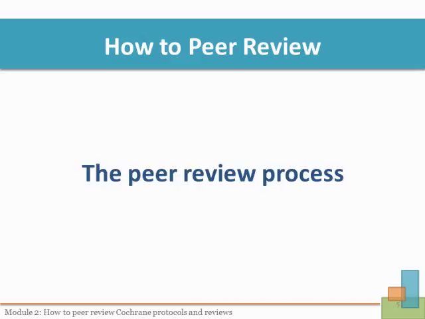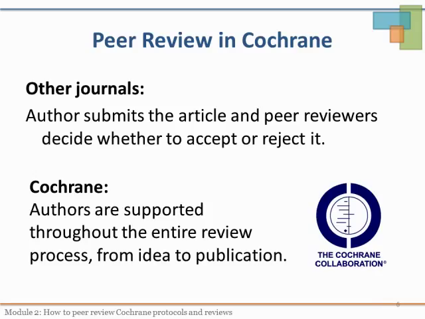You may recall from the first module that introduced Cochrane systematic reviews and peer review that peer reviewing in Cochrane is different than providing peer review for journals. In other journals, an author submits an article to a journal, and peer reviewers decide whether to reject or accept the article for publication. In Cochrane, authors are supported throughout the whole process, from deciding on an idea for a systematic review to publishing the systematic review.